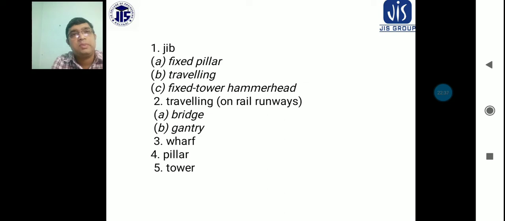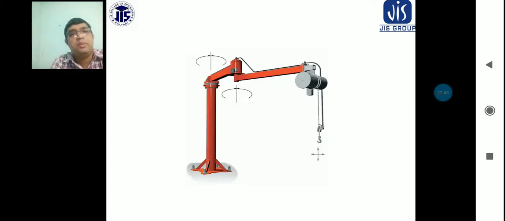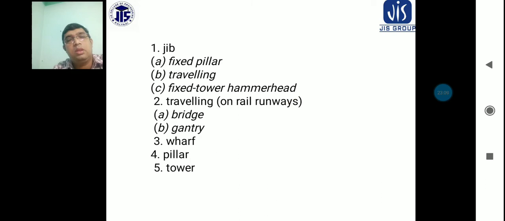The jib crane is classified in two ways: one is the fixed pillar and the other is the traveling type. Basically, in the fixed pillar jib crane, the pillar is fixed to the ground, and the jib moves in the proper way. That is what is considered a fixed pillar jib crane.